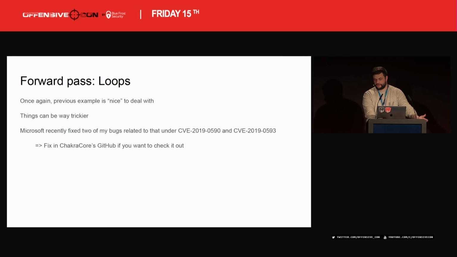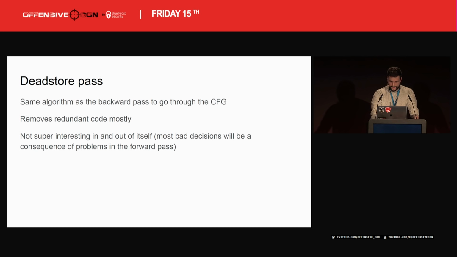So once again, that previous example is super nice to deal with. You don't have complex constructs inside the thing. Things can, of course, be way trickier. And three days ago, Microsoft issued the patch for two CVEs that were reported and are basically bugs related to that. So you can look for those CVEs in the ChakraCore GitHub, and you will see the patch for those bugs. I don't have time to talk more about it, but if you want to check it out, go for it. Or you can ask me questions after the talk.